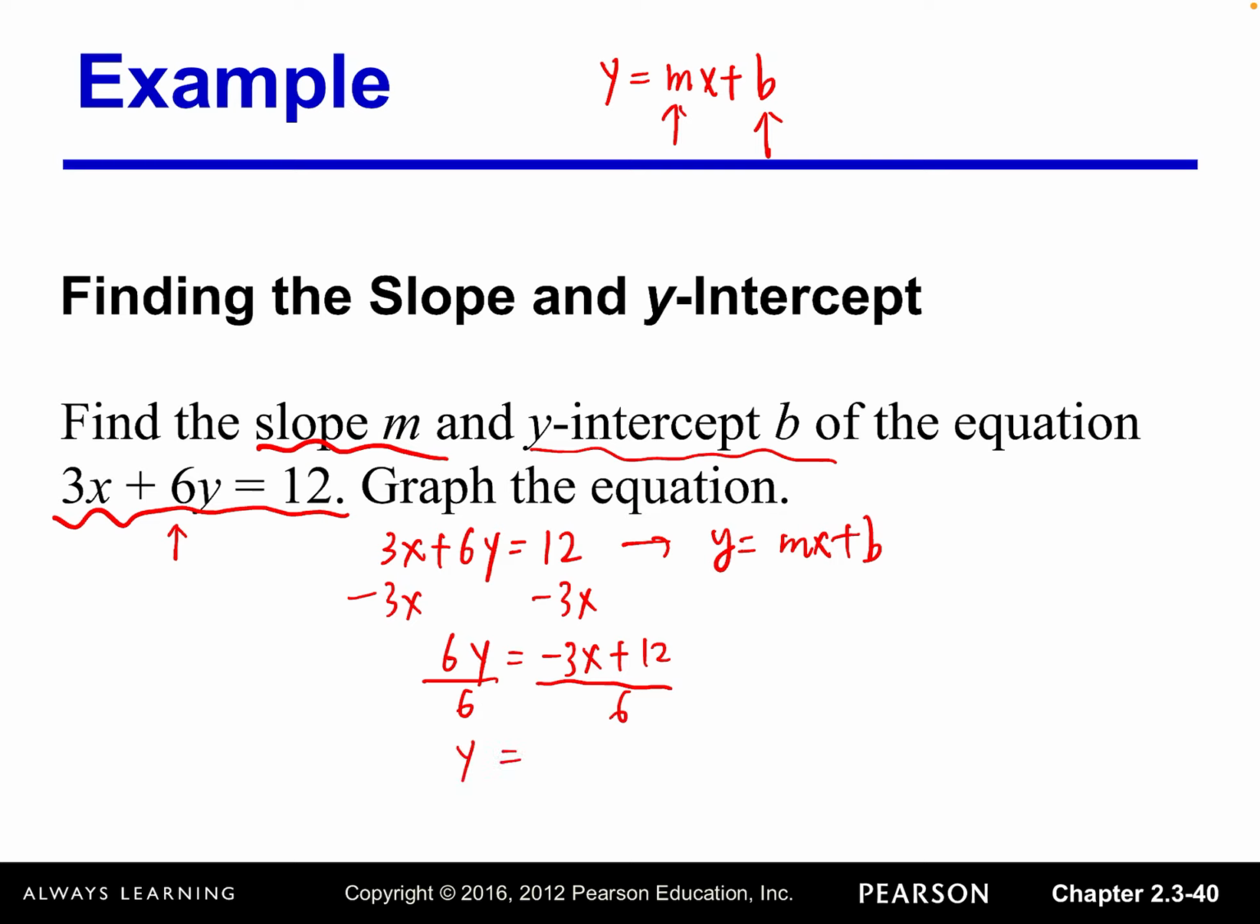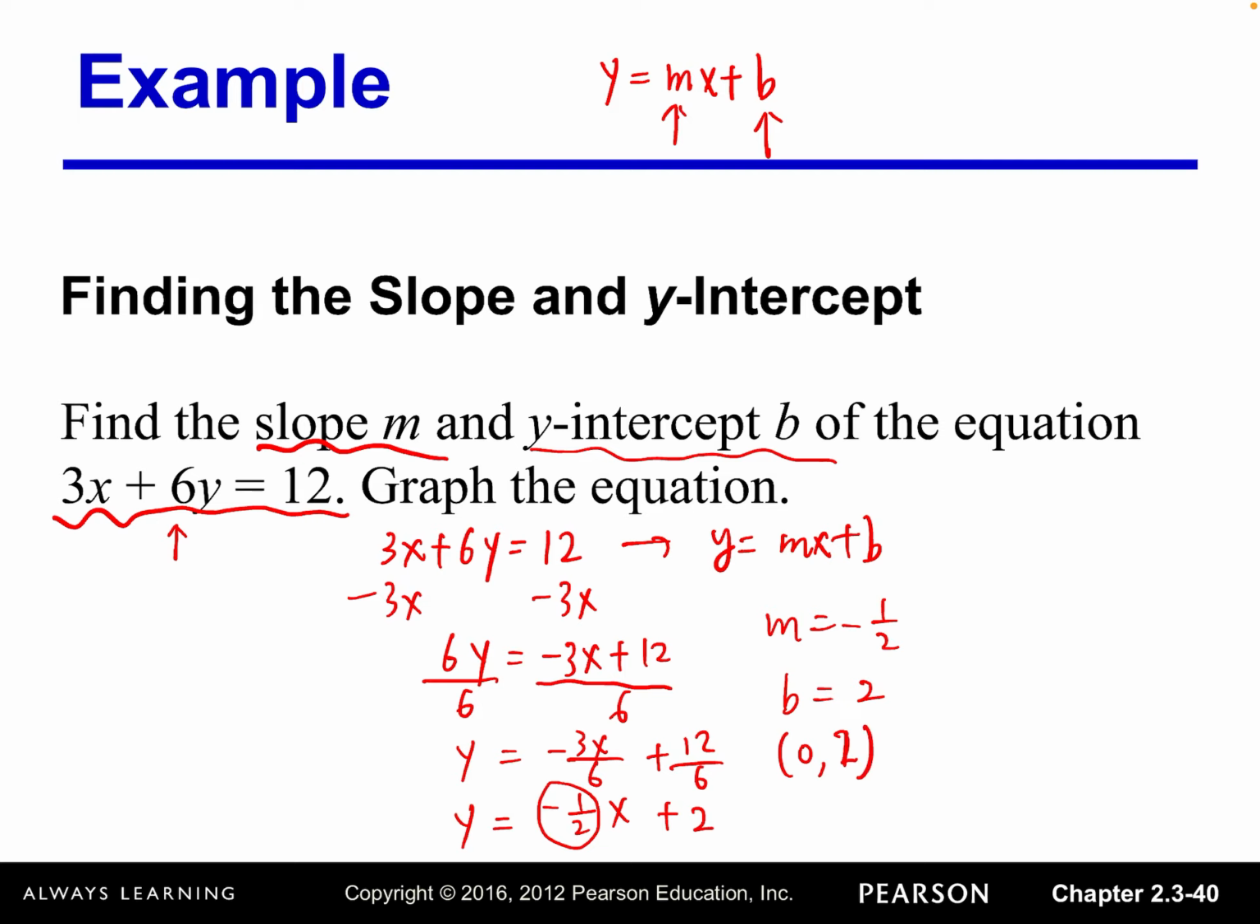So we get y equals negative 3x over 6, right, plus 12 over 6. Every term needs to be divided by 6. And then we simplify. Negative 3 over 6 simplifies to negative 1/2, so we have negative 1/2 of x plus 2. All right, so now we can identify the slope. Slope equals negative 1/2, and the y-intercept is 2, right? Y-intercept equals 2. If we write it as a point, that's (0, 2).